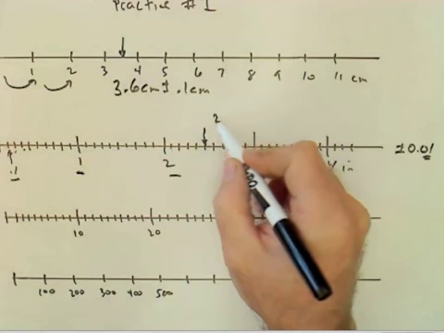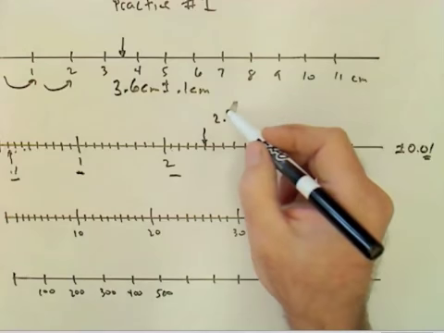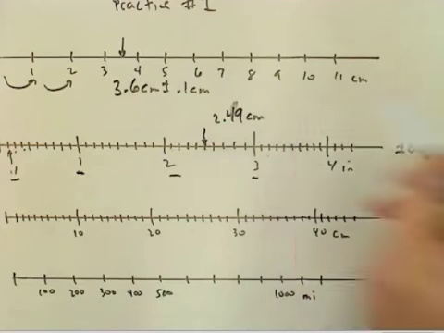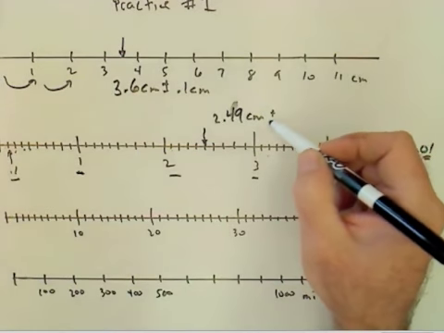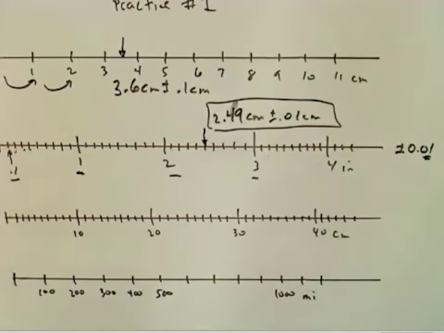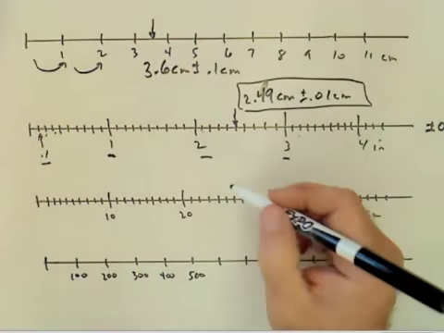So that's 2.5. And I think it's right on the line, or maybe it's even a little bit less. I'll write 2.49 centimeters. But that 49 could have been a 5.0, depending on how you looked at it. Plus or minus 0.01 centimeters. And that's the correct location of that arrow. Okay, now let's try this next one. Let's say the arrow is right here.